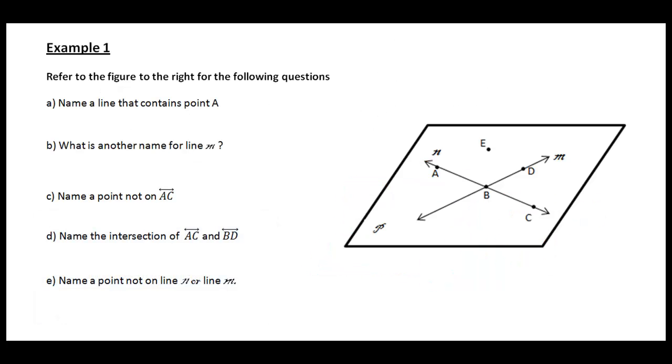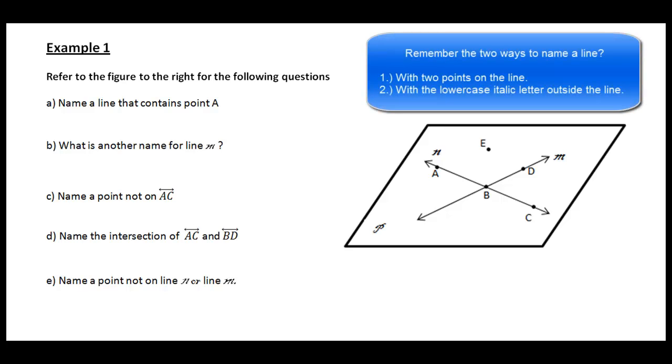Let's try example number 1. We're referring to the figure on the right to answer the following questions. Question A. Name a line that contains point A. Well, point A, you'll notice, is on plane P here. Point A is on the same line as points B and C. The first method to name a line was using 2 uppercase letters. So if I wanted to talk about that line, I could certainly call it line AB. Another way I could call that line was with its lowercase italicized letter. I could also call it line N.